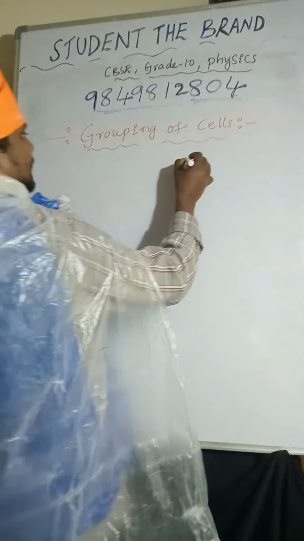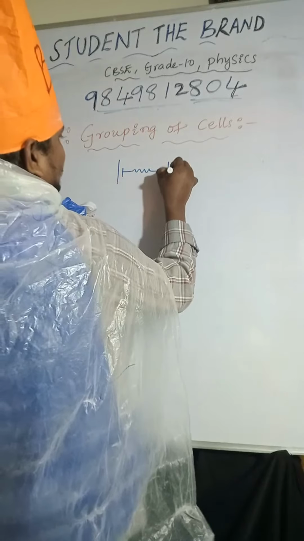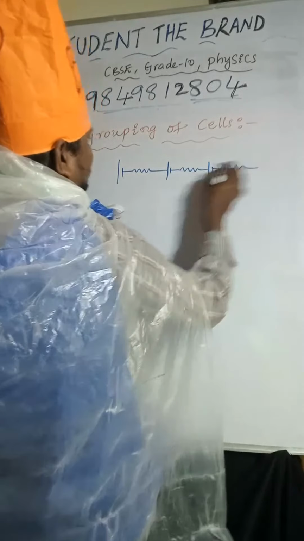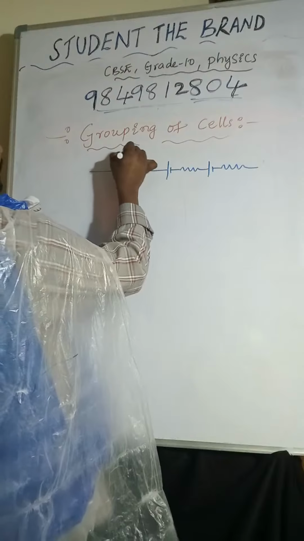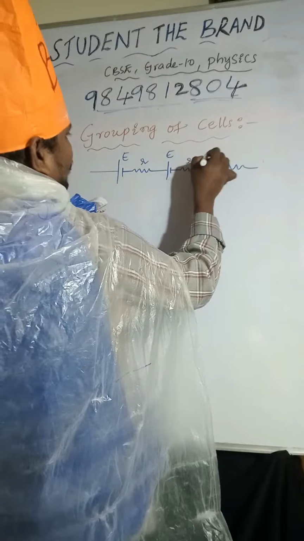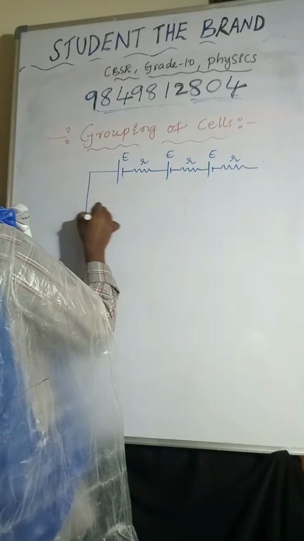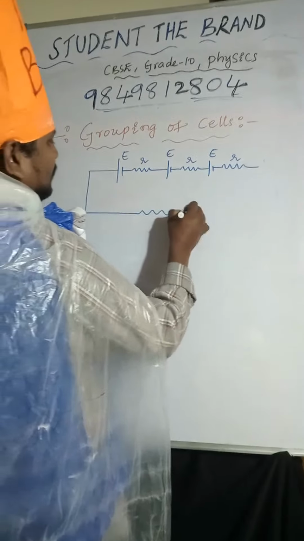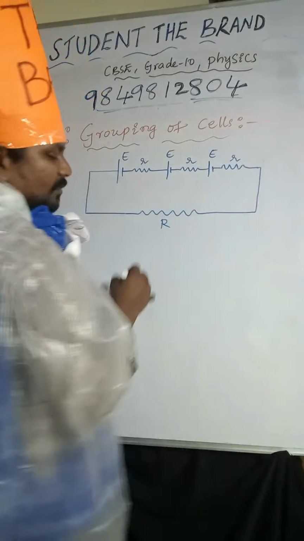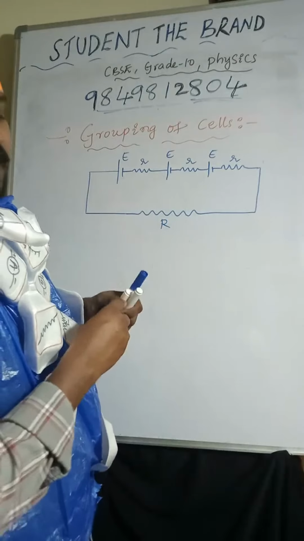So cell, internal resistance, cell, internal resistance, cell, internal resistance. The EMF of each cell is E and it has a small internal resistance R. All these cells are connected in series combination to the external resistance. So this is the external resistance, capital R.